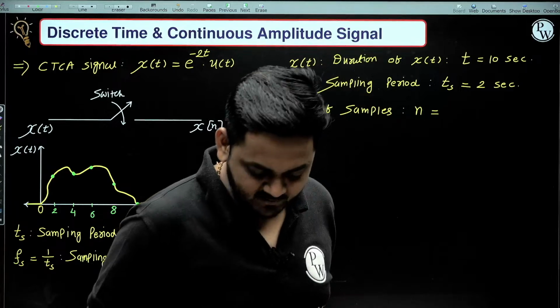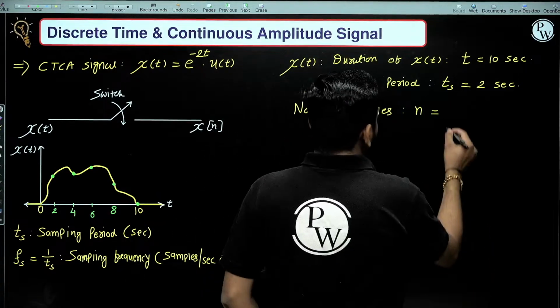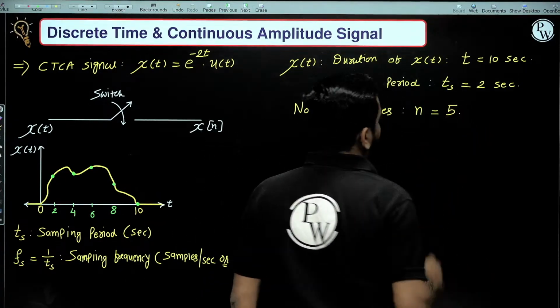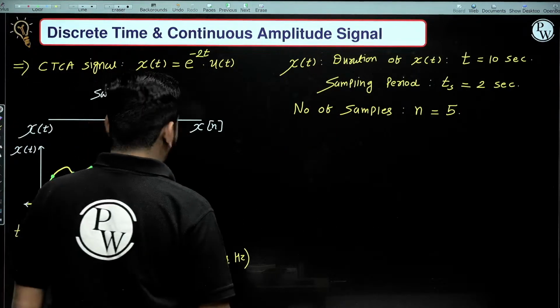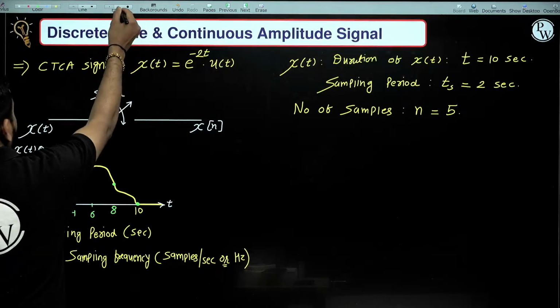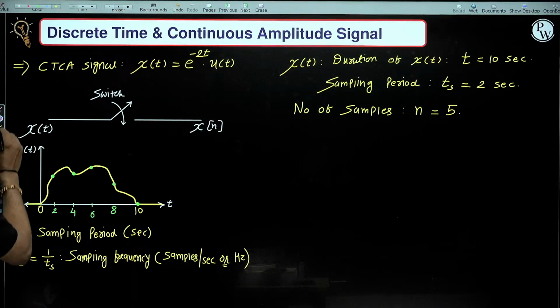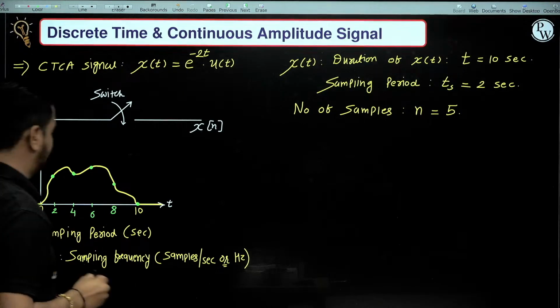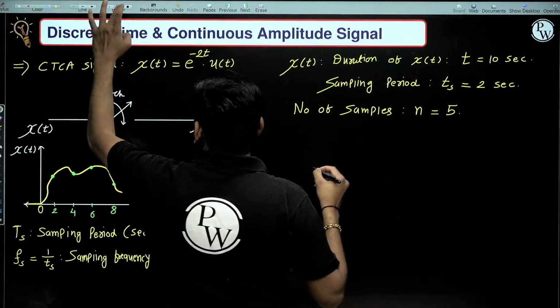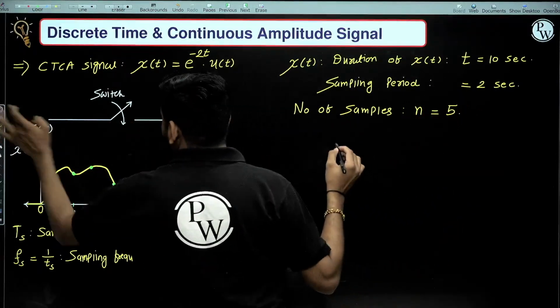Number of samples, tell me guys. Yes, very good. 5 number of samples we will get. Sampling period Ts, or I can write capital Ts also. Correct? Because the fundamental time period is capital T, the sampling period is capital Ts also. So the notation capital Ts I am writing.